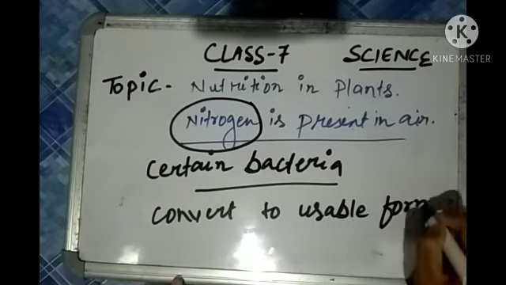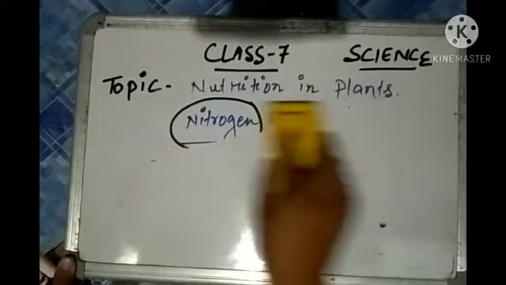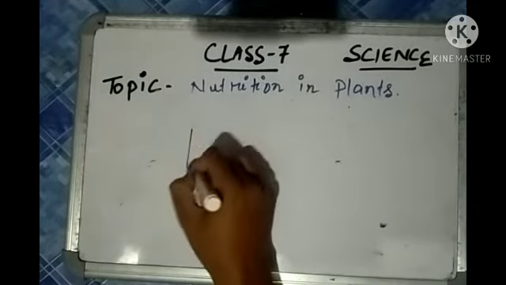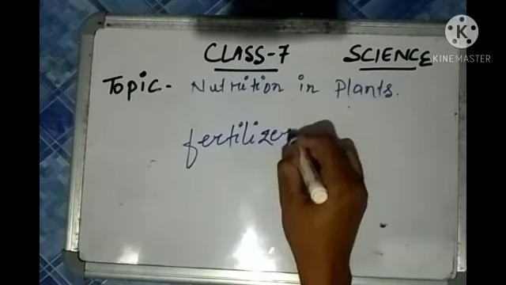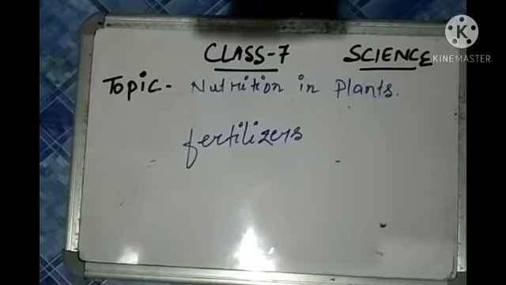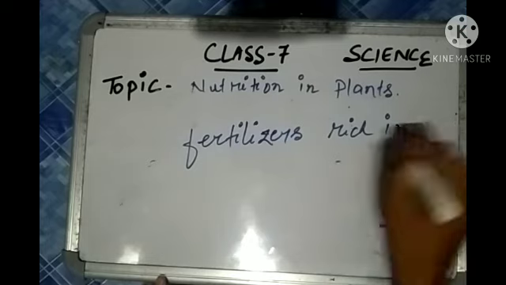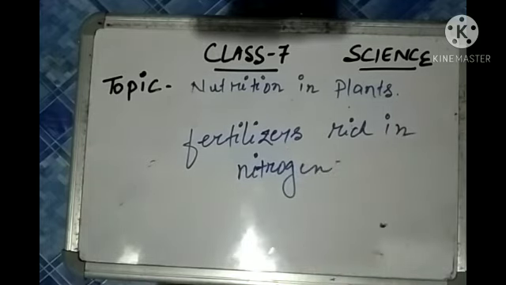So that plants can synthesize protein. Farmers also use fertilizers rich in nitrogen, so that plants get enough nitrogen for protein synthesis.